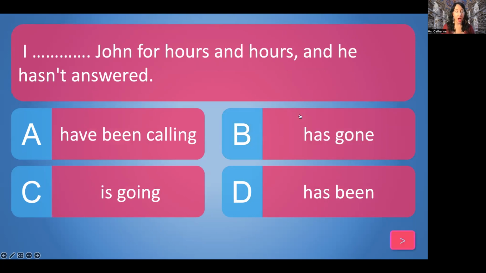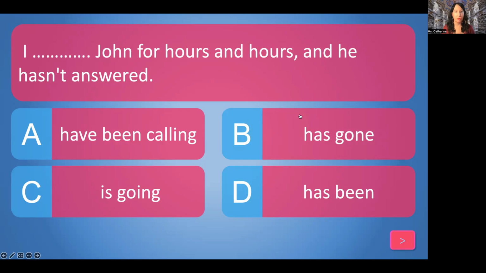Let's try this one. I blanked John for hours and hours, and he hasn't answered. Okay, this is tough. Look at your clue words. We have and, okay, and then we have I, and he hasn't answered. Hasn't is a contraction for has not. So what do you think is happening? Also look at hours and hours. We have a duration here. What do you think? A, have been calling. B, has gone. C, is going. Or D, has been.